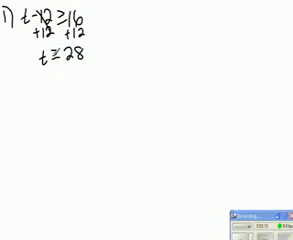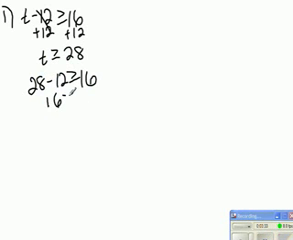To check it, I have to pick a number that fits the statement. So it says t is greater than or equal to 28, so I want to pick a number that's greater than or equal to 28. I could do 28 because it's equal to it. That works. So 28 minus 12 is greater than or equal to 16. 28 minus 12 is 16. Is 16 greater than or equal to 16? Yeah, it's equal, so that counts. So that means my answer was correct.